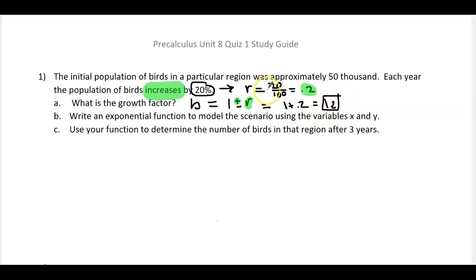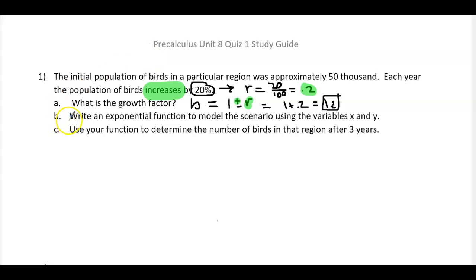Now, if it was telling me we were decreasing, we would have subtracted the 0.2. All right? So, 2 steps basically. Divide the percent by 100 to change it into a decimal, and then either add or subtract it from 1 based on whether it's increasing or decreasing.